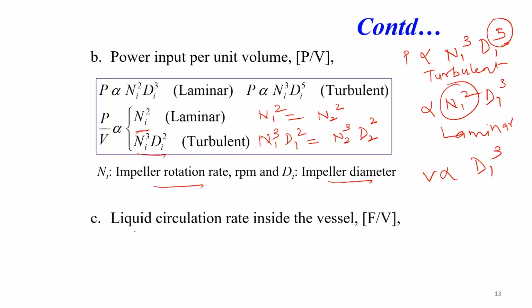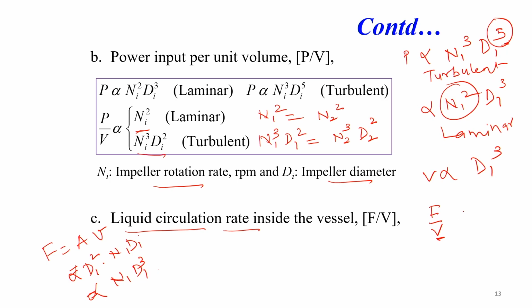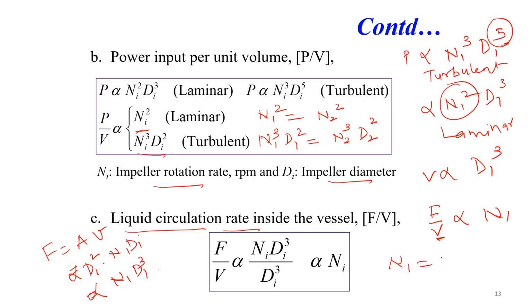Next criterion is constant liquid circulation rate, so F upon V is constant. How is F defined? F is defined as area into velocity, and area is proportional to di square and velocity is proportional to Ni into di. So, it becomes directly proportional to Ni di cube, and volume is proportional to di cube. So, F upon V becomes proportional to Ni. For this criterion, N1 equals N2. So, the RPM at the small scale should be the same as the RPM at the large scale.